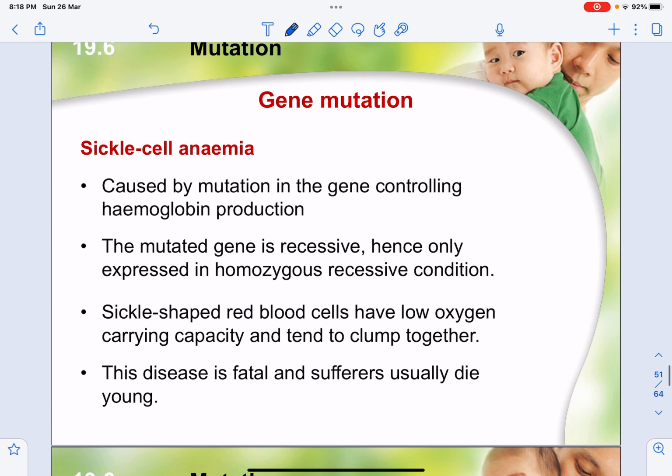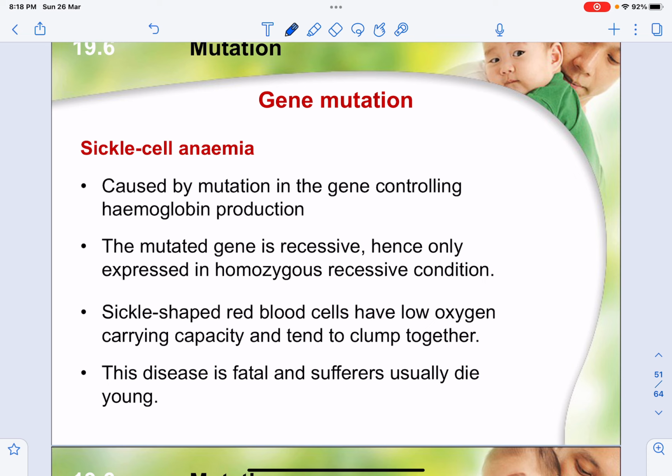Okay, sickle cell anemia, on the other hand, is the second type of gene mutation. This is caused by a mutation in the gene controlling hemoglobin production. The mutated gene is recessive, hence only expressed in the homozygous recessive condition. Sickle-shaped red blood cells will have lower oxygen carrying capacity and they tend to clump up together. This disease is fatal and the sufferers usually die young.